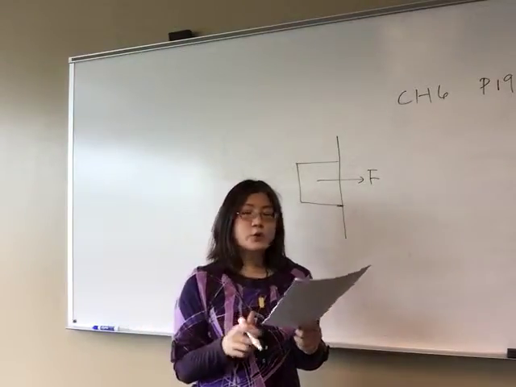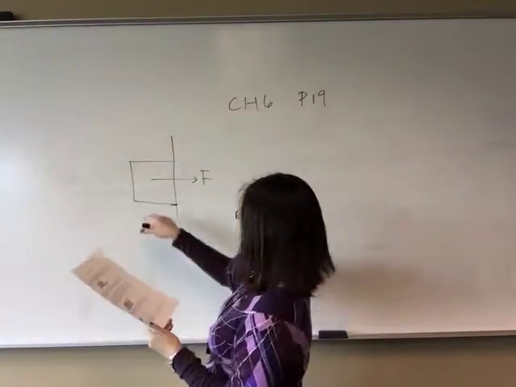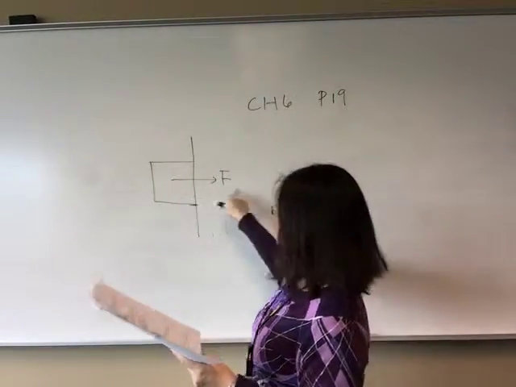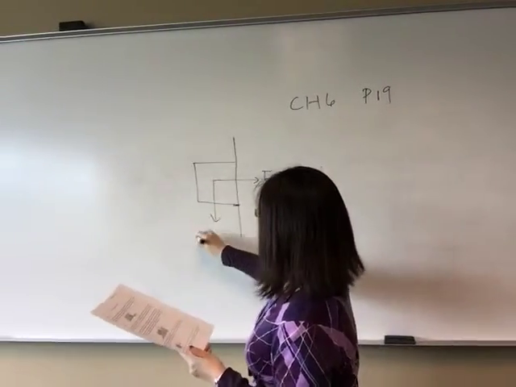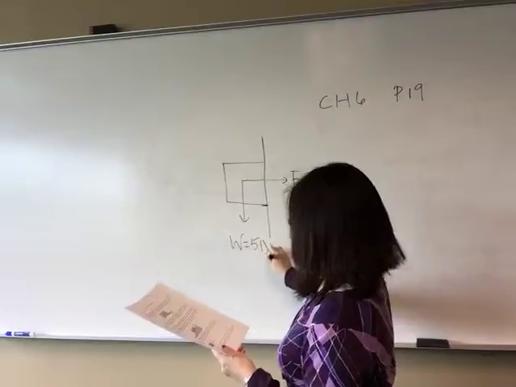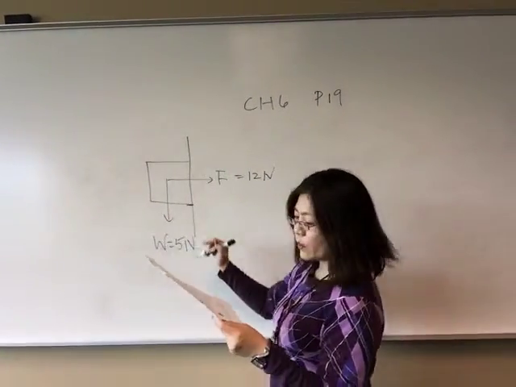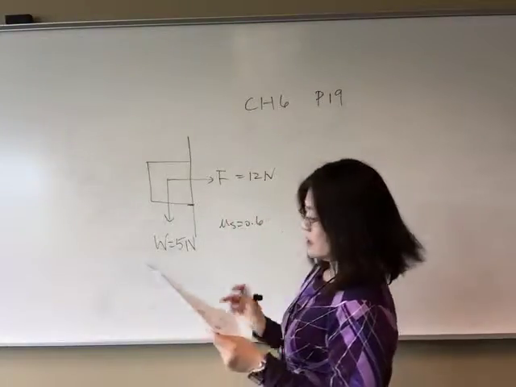Alright, so now we're going to do problem 19. A 12 Newton horizontal force pushes the block that weighs 5 Newton against the vertical wall. So this has 12 Newton and this weighs 5 Newton. And the coefficient of static friction between the wall and the block is 0.6. So mu s is 0.6.